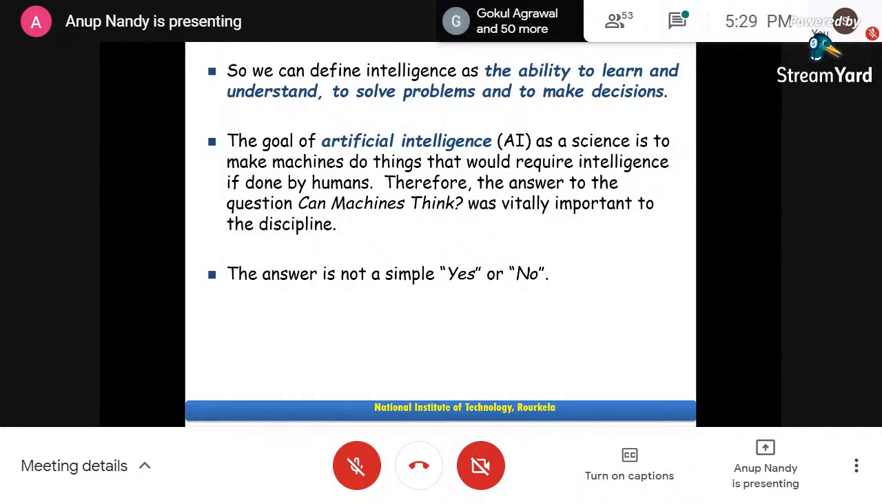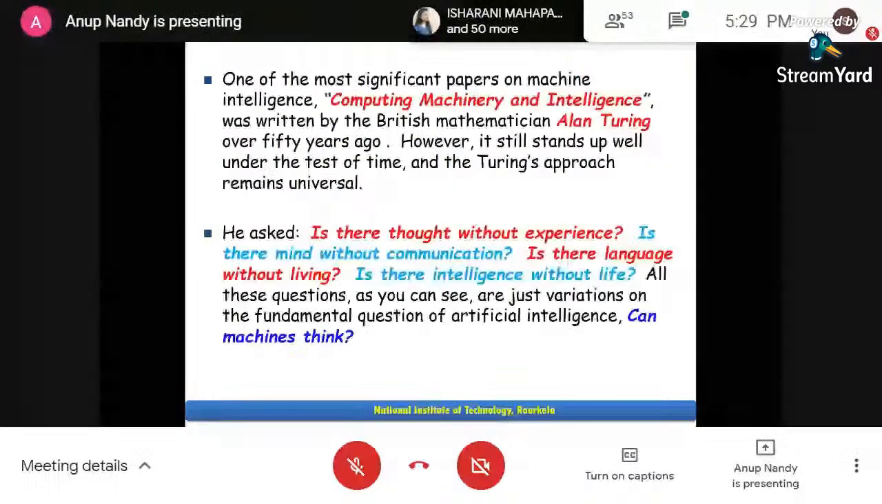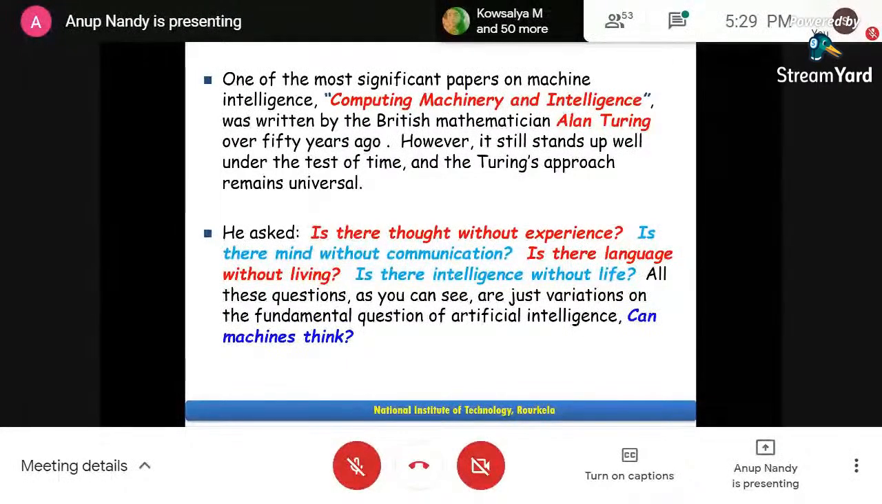Now the question comes: can machines think? The answer cannot be a single yes or no. To answer this, one of the most famous mathematicians, or you can say computer scientists, is Alan Turing. I think all of you have heard his name. In his paper, Computing Machinery and Intelligence, the British mathematician Alan Turing developed one test to check this, without going through any semantic information or definitions. He made the Turing test.